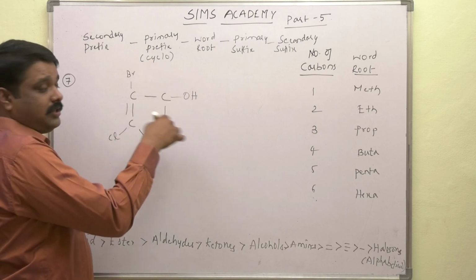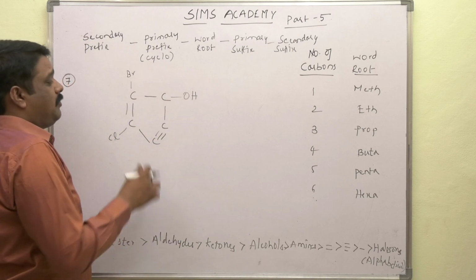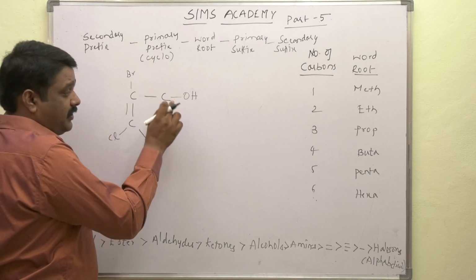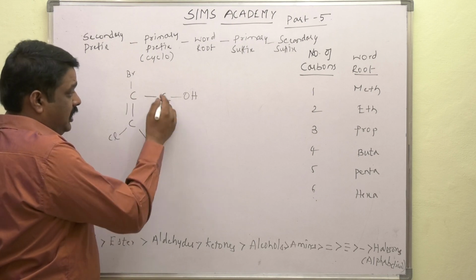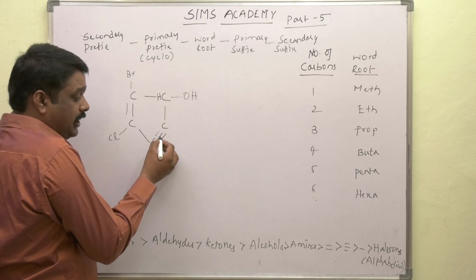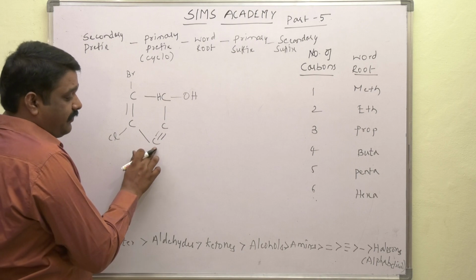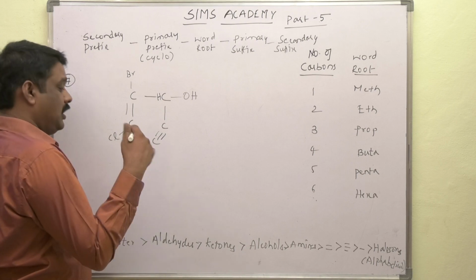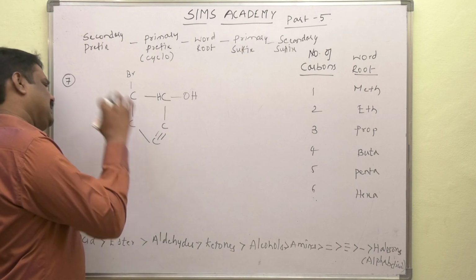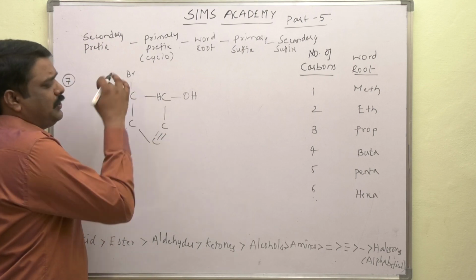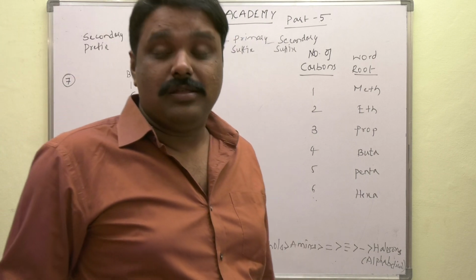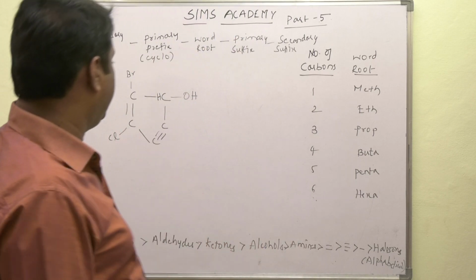Now let us check the valency of these carbons. For this carbon 1, 2, 3, 4, its valency is satisfied. For this one 1, 2, 3, one hydrogen. For this carbon 1, 2, 3, 4, its valency is satisfied. For this carbon 1, 2, 3, 4, its valency is also satisfied. For this carbon 1, 2, 3, 4, its valency is satisfied. 1, 2, 3, 4, its valency is satisfied. All the valencies of carbon are being satisfied over here.